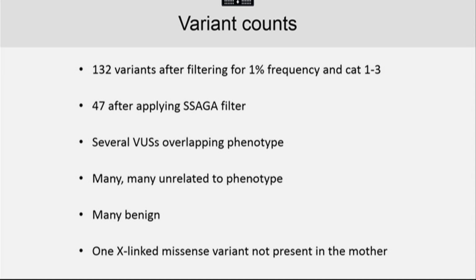After we apply those search term filters that I showed you, we still have 47 variants left over in this case. There were several variants of unknown significance that were overlapping with the phenotype. There were many, many we could just eliminate because they don't look related to the phenotype. There are many others that are easy to dismiss because they're benign, because of the allele frequency in gnomAD, like what you looked at yesterday. There was one X-linked missense variant that was not present in the mother.